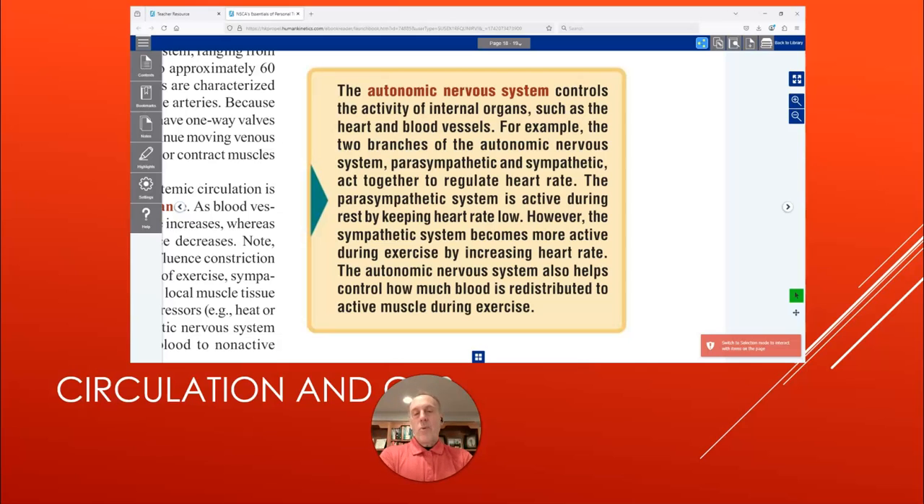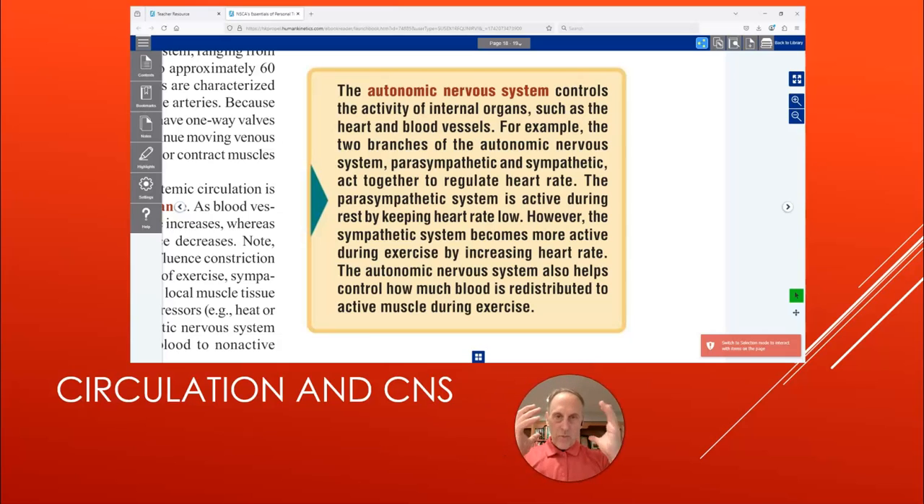Now, I throw this out here, and I think it's good, and it's something you kind of have to wrap yourself around. The ANS, the autonomic nervous system, controls the activity of the organs, such as the heart and blood vessels. With the two branches, the parasympathetic and the sympathetic, the SNS is very much that fight or flight.